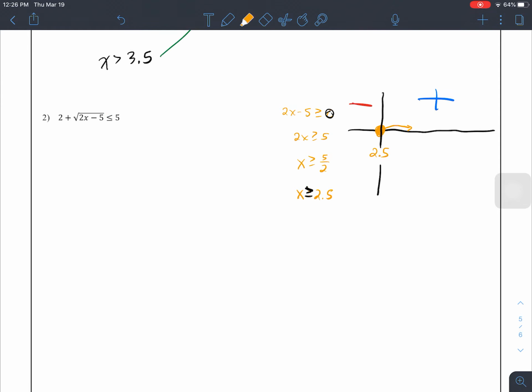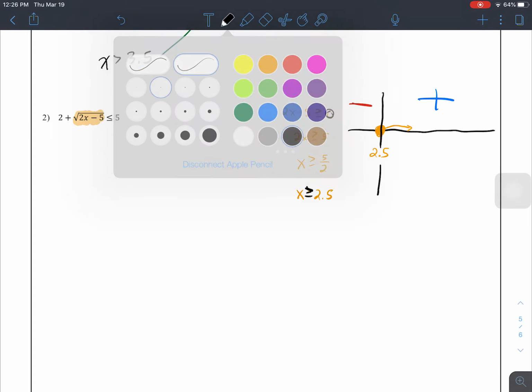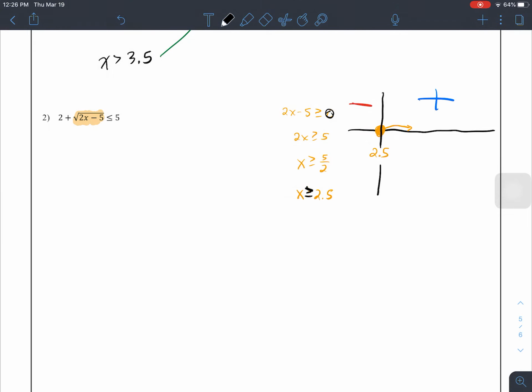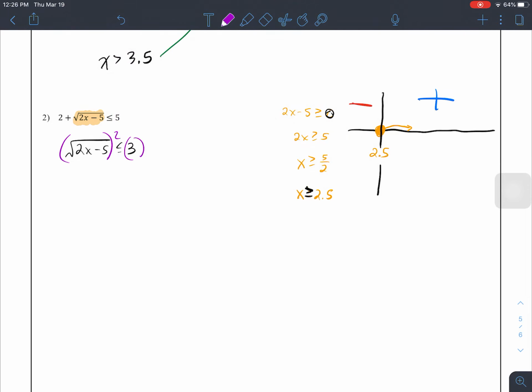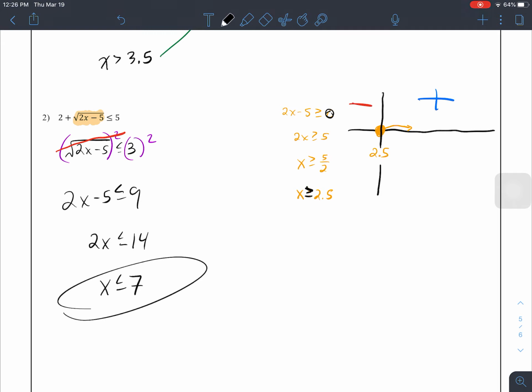So in this case, when I'm solving, I want to get the radical by itself. So I am going to subtract that 2 over here. So I'm going to move that 2 to the other side. So square root of 2x minus 5 is less than or equal to 3. I'm then going to square both sides now that the radical is by itself. 3 squared is 9. The square and the square root cancel each other out. So I get 2x minus 5 is less than or equal to 9. We add the 5. I divide by 2.